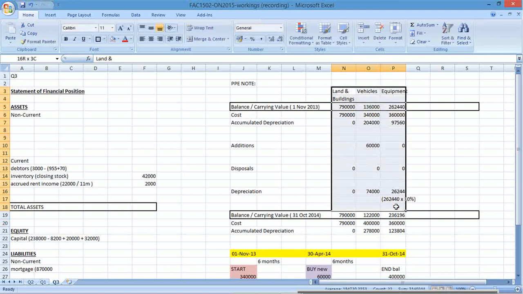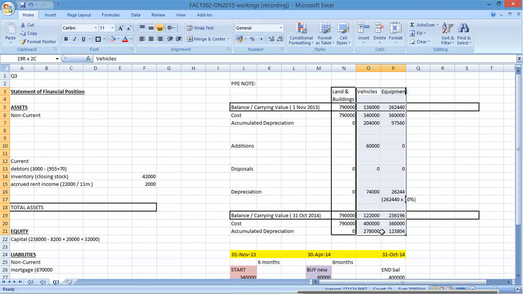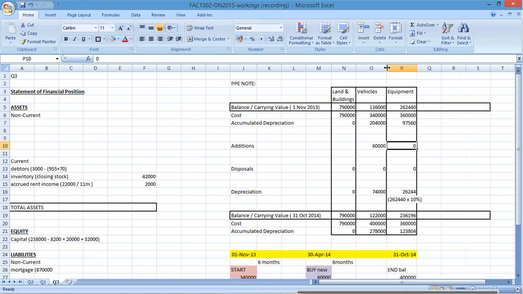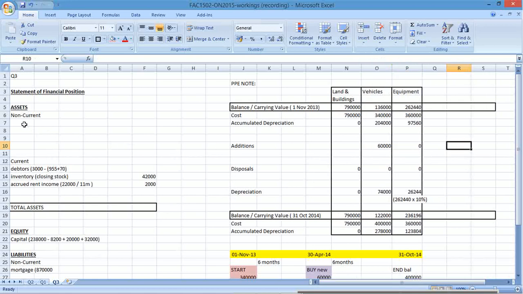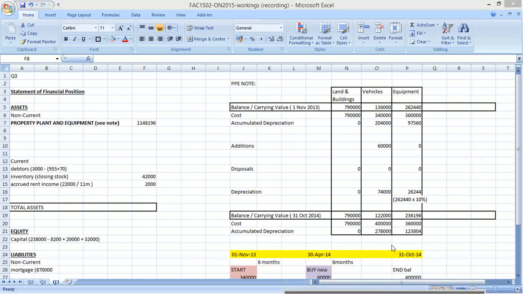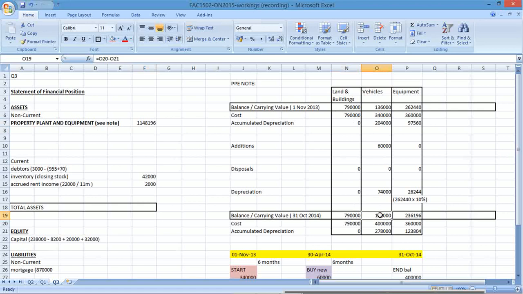Okay, and now I've completed my PPE note for my assets, non-current assets. Okay, I need to pull those figures through here so I can write property, plant and equipment, bracket C note. Okay, and then I would just show the sum of all of them. So I'd literally sum it up. So it equals this plus that gives you that answer. So that was the total there. That plus that gives me that amount.